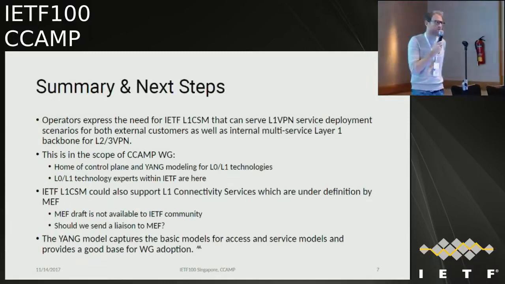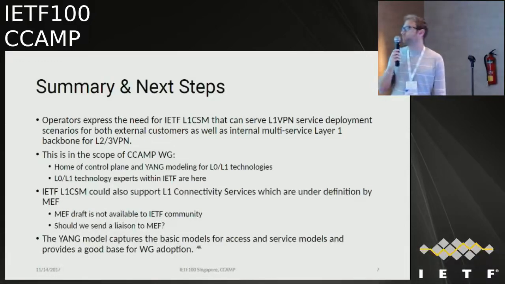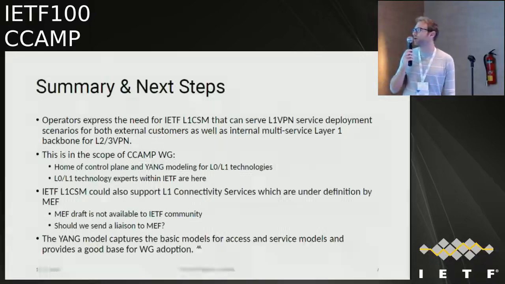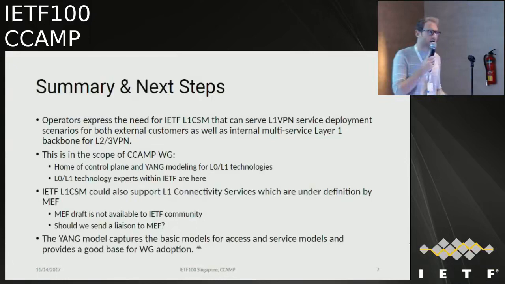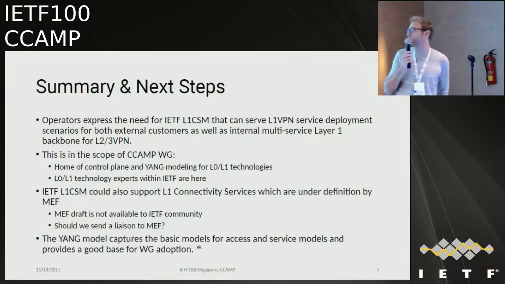Some operators are involved in the draft: Telecom Italia, Korea Telecom, Telefonica. In particular, as I mentioned before, in the context of a service provider network it could be useful between several departments, the ones that are more service oriented and the department involved in the transport layer. This can be considered in the scope of the CCAMP working group, because it's about layer 0, layer 1 technology. Another question is whether we need a liaison to MEF for this work. The authors hope you can consider this work as a basis for a layer 1 VPN service model.